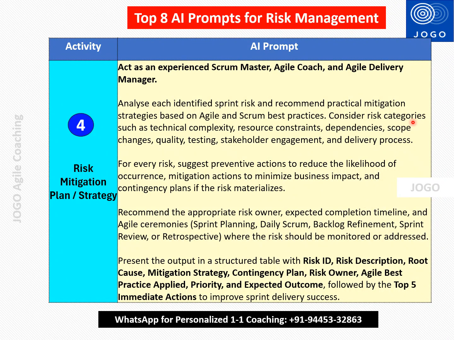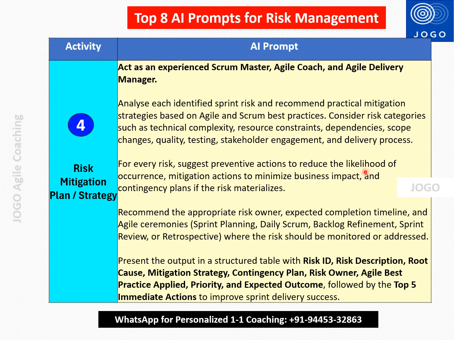Consider risk categories such as technical complexity, resource constraints. So these are all the categories we will always mention, because risk can happen in any of these categories. For every risk, suggest preventive actions to reduce the likelihood of the occurrence and mitigation actions to minimize business impact and contingency plan if the risk is materialized. So the main thing is we want to reduce the likelihood of the occurrence. If we reduce the likelihood of the occurrence, the risk won't happen. So this is the main thing.